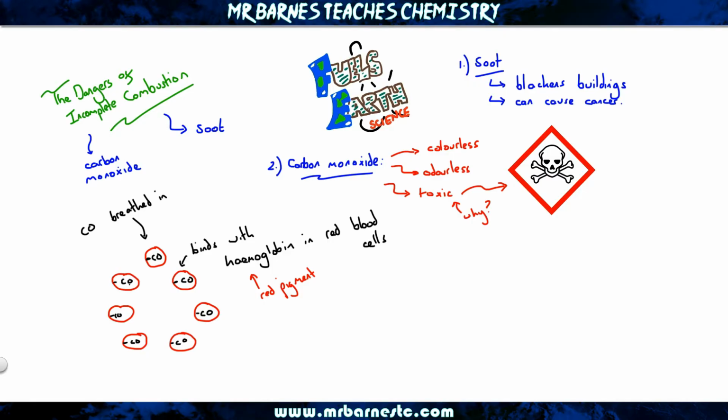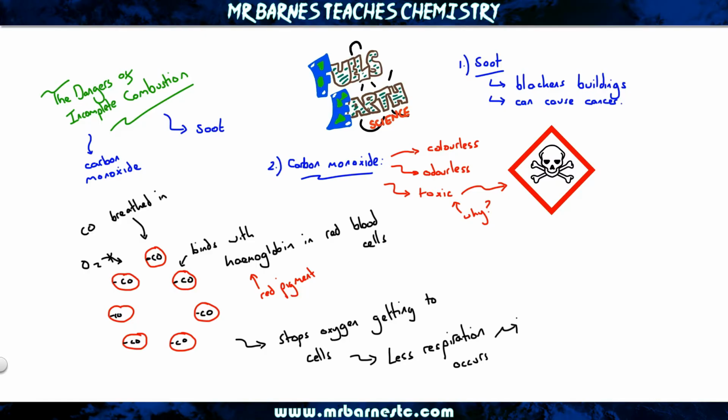Now eventually it'll get to the point where oxygen can't get in, or certainly there'll be less oxygen in the blood. If the oxygen can't get to the cells, respiration can't occur, and respiration is how we get our energy. So our cells are going to have less energy, and if they have less energy, that can lead to headaches, tiredness, and eventually it can lead to death.